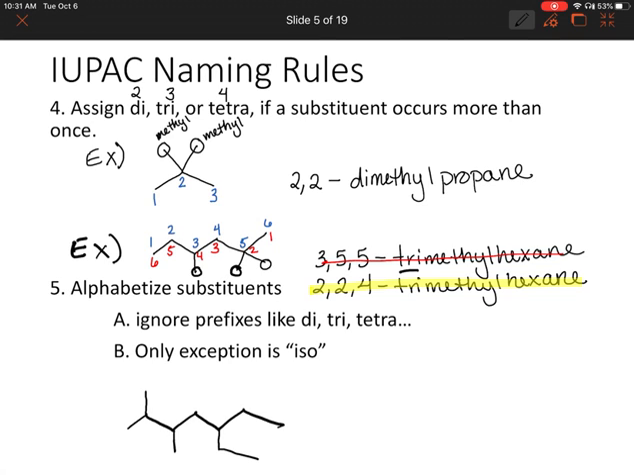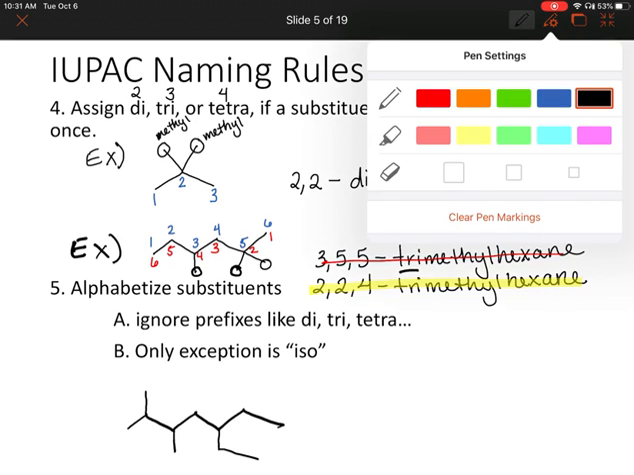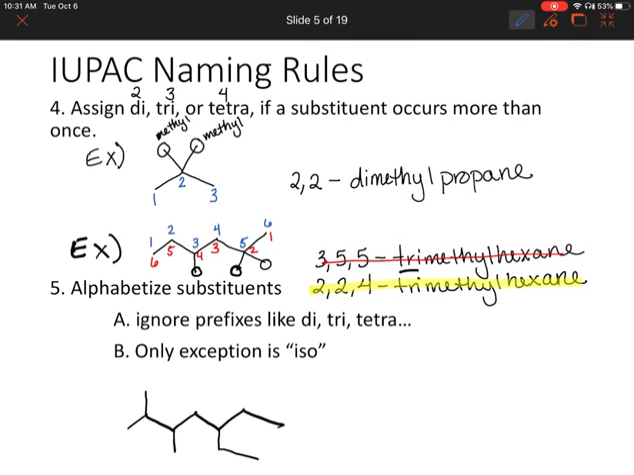Okay, so let's try to find the longest carbon chain. I'm just going to start by going left to right again. So we have, let's see, 1, 2, 3, 4, 5. And then I could really go either way here because there's 2 more carbons above and below. I'll just go above. 6, 7. So we have 7 carbons in our longest chain.